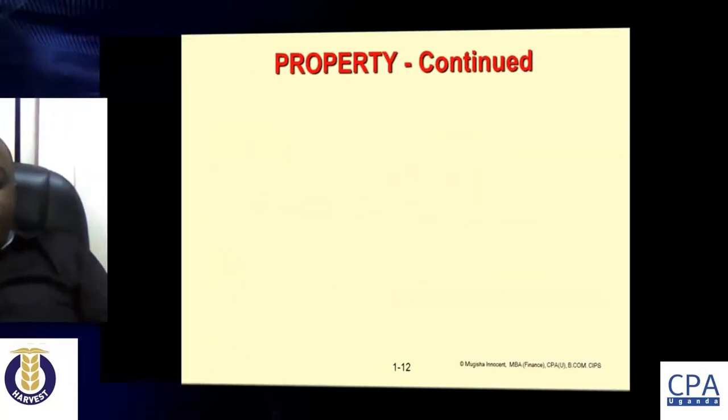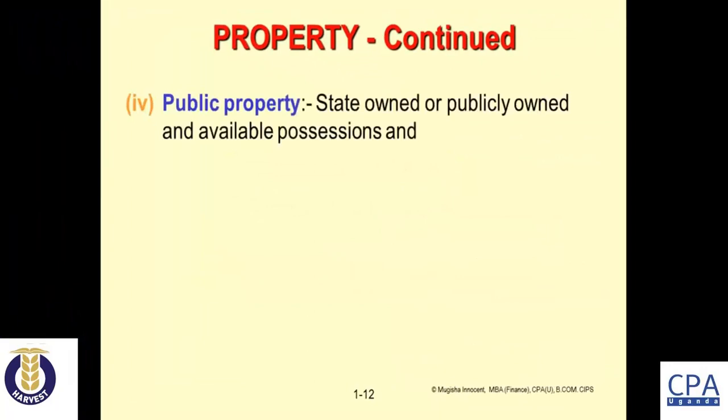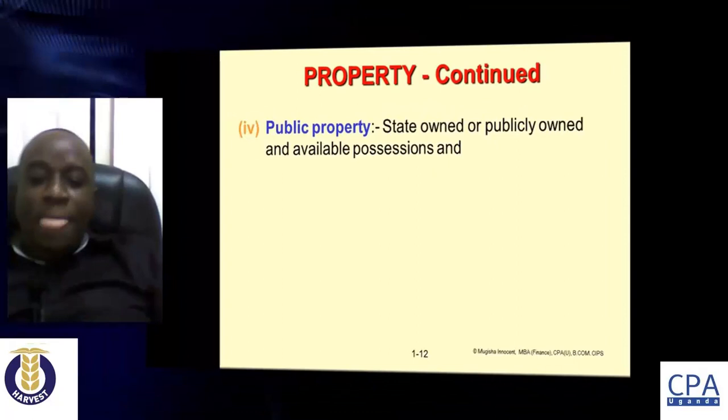Number four, on slide number 12, we are talking about public property. Public property is state owned or publicly owned and available possessions. Remember, the government is also an entity that can own properties. So things like forests, roads, railways, electricity networks, telephone networks that belong to the government, these are typical public properties.